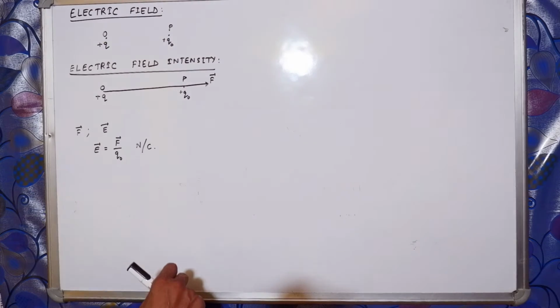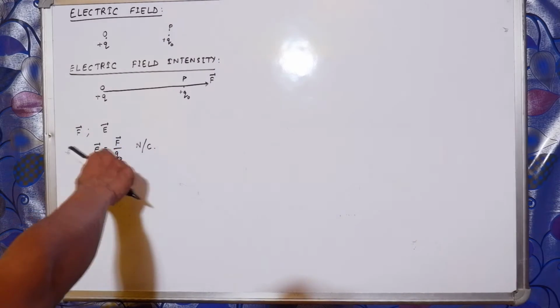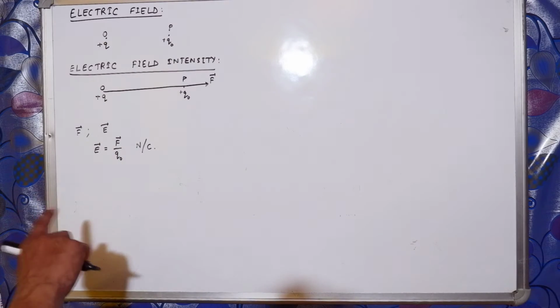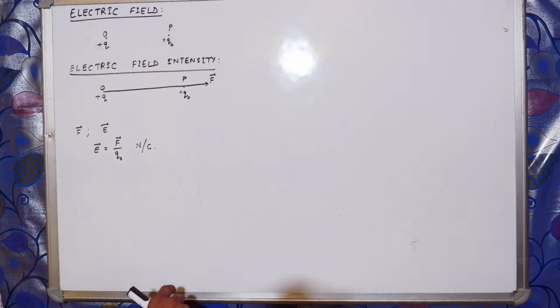Now the following points may be noted here. Number one, electric field is a vector quantity. Electric field is a vector quantity because F is a vector quantity, so naturally E also will be a vector quantity. So it has both magnitude and direction.